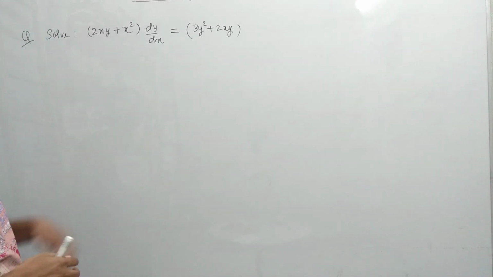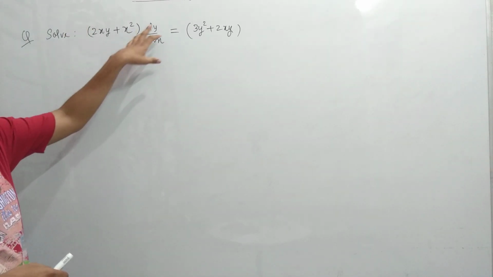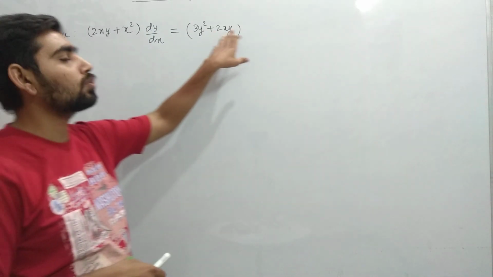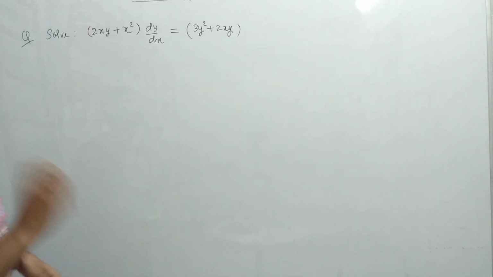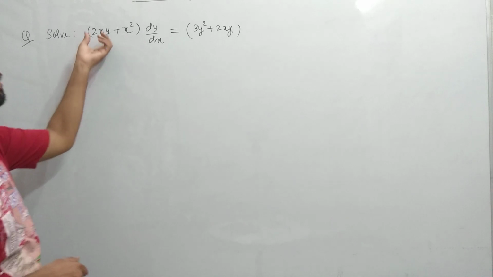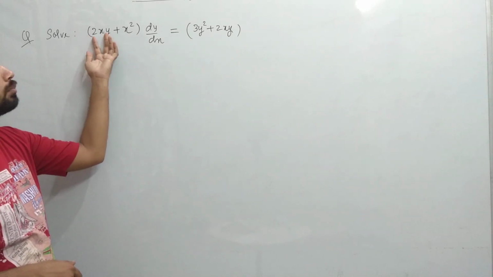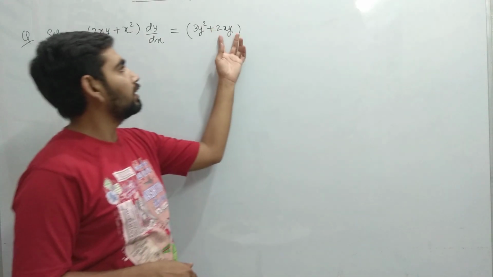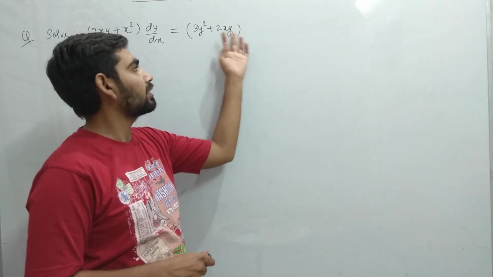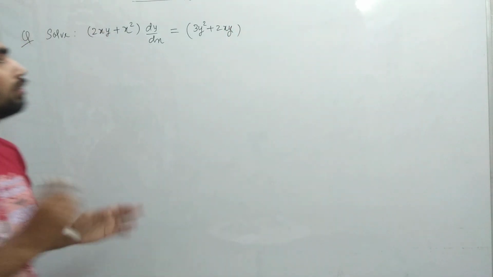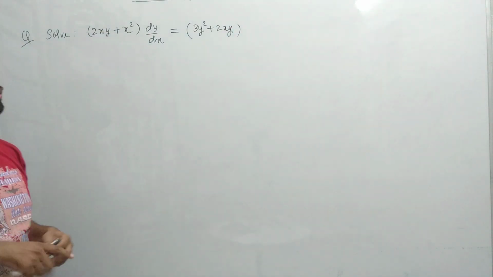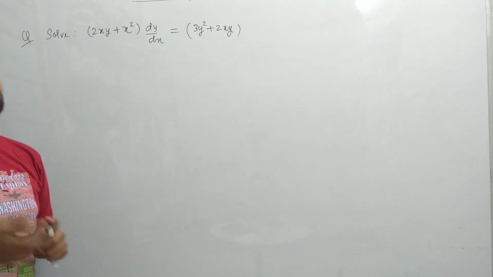So here the differential equation is of the form (2xy + x²) dy/dx = 3y² + 2xy. If we try to separate out the variables, we see that the dependent and independent variables are in product. x and y both are in product. So we will not be able to separate out the variables. So it is not of the form variable separable.